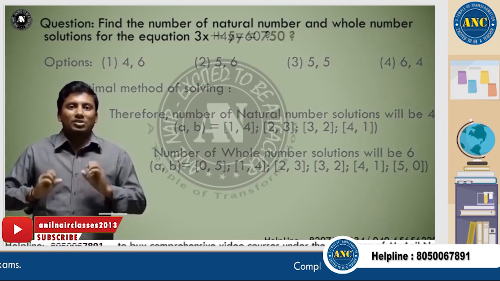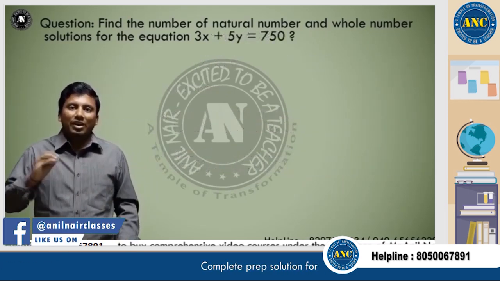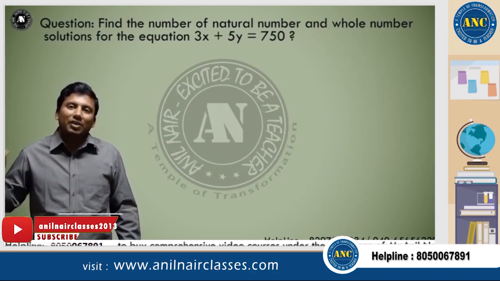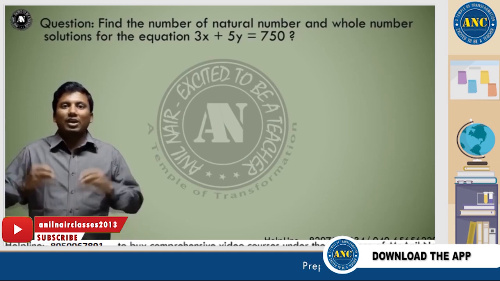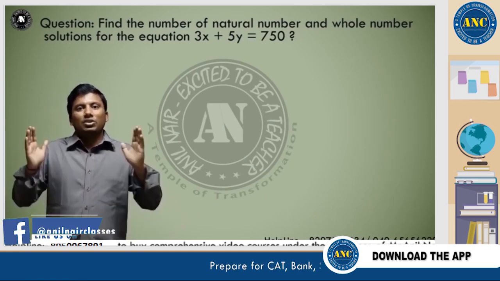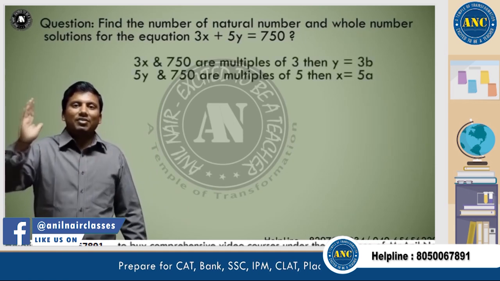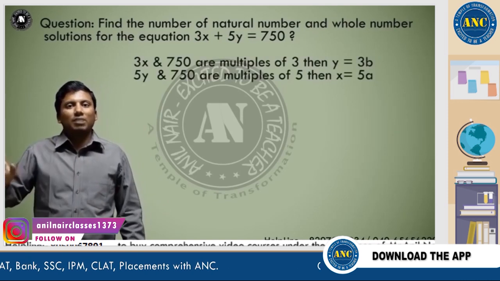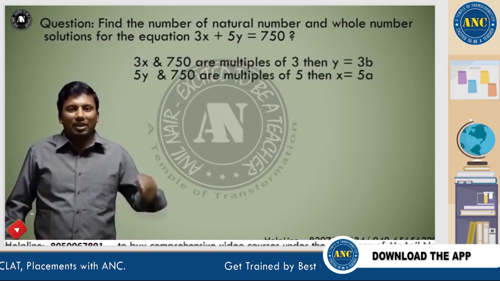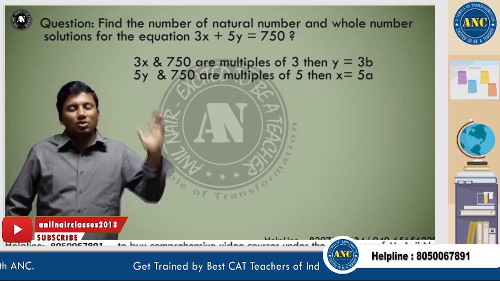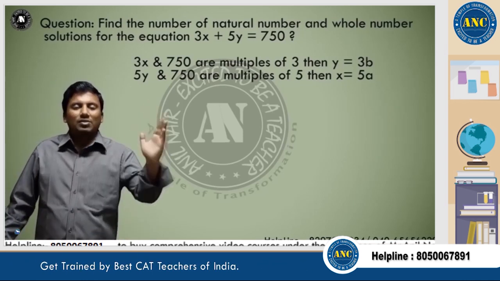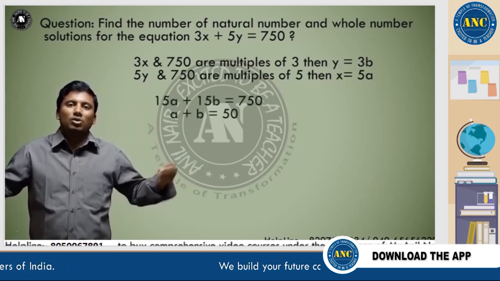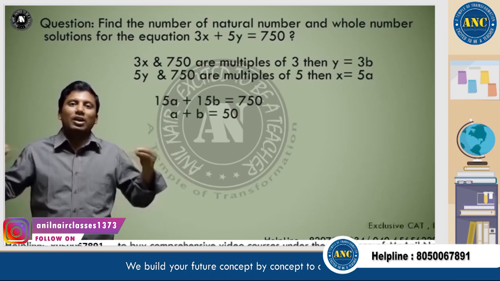Let me take one more example. How to find the number of integral solutions for 3x + 5y = 750? We can solve this problem orally. 3x is a multiple of 3, and 750 is a multiple of 3. So y should also be a multiple of 3, so y will be 3b. 5y is a multiple of 5, and 750 is a multiple of 5. So x will be a multiple of 5, so x will be 5a. So this can be written as 15a + 15b = 750, so a + b = 50.